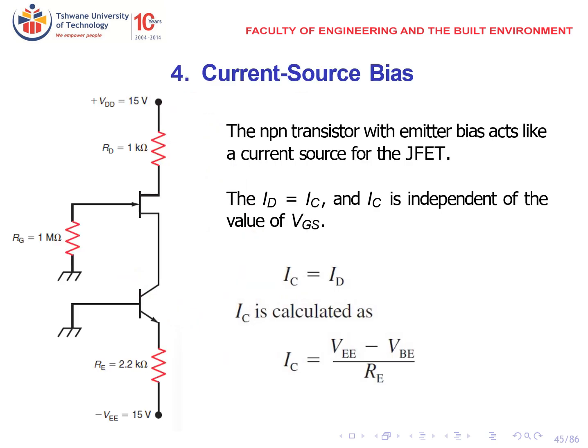Current source biasing. The NPN transistor with emitter biasing acts like a current source for the JFET. ID is equal to IC, and IC is dependent on the value of VGS. So IC is equal to ID. IC will be calculated as follows: VEE minus VBE divided by RE.